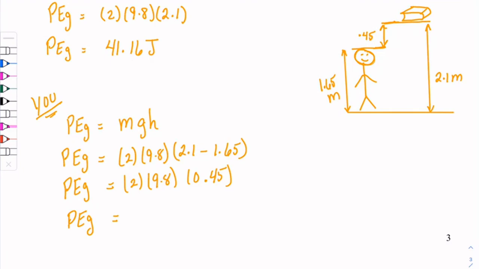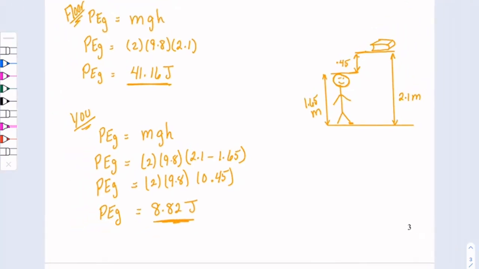So here you should get 8.82 joules. And it should make sense to you that this is a smaller number. If the book falls on your head from here, it won't hurt as much as if it were to fall on your toes from up here, right? Because there's a lot more potential energy that gets converted to kinetic energy when it falls to the floor.